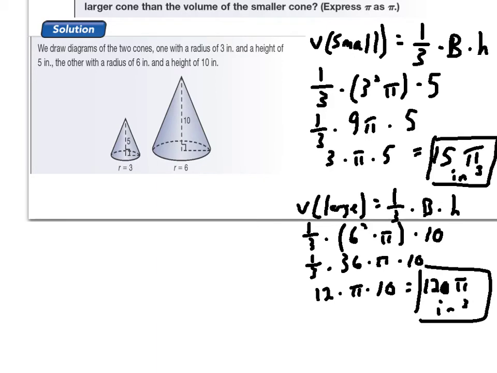Now, the last part of our problem said how much larger is the volume of the larger cone than the volume of the smaller cone. So how many times bigger? Well, to do that, we've got pi times pi here, so those kind of cancel themselves out. So what we're going to do is divide to find out how many times bigger. So we're going to take the volume of the large cone divided by the volume of the small cone.